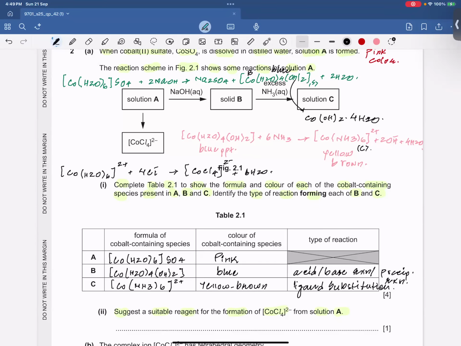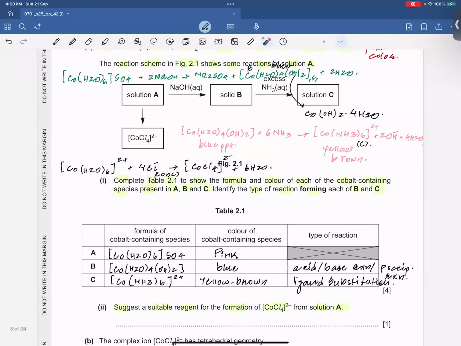Okay, so this chloride ion needs to be concentrated, which is why the ligand substitution reaction takes place. If it's diluted, the reaction cannot take place. If the chloride ions are in a diluted form, the reaction won't occur. In order to do the reaction, we need a concentrated solution.